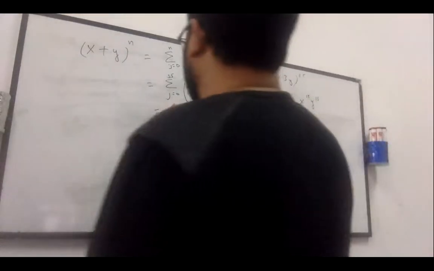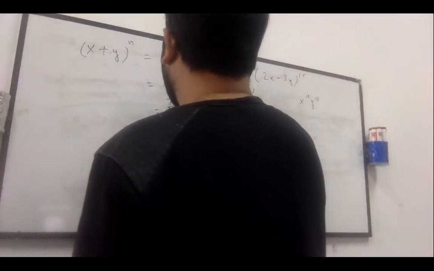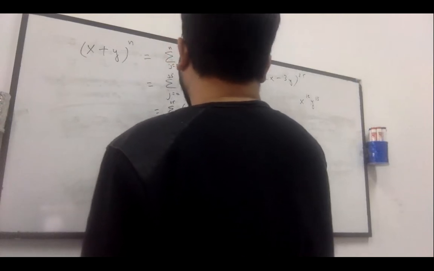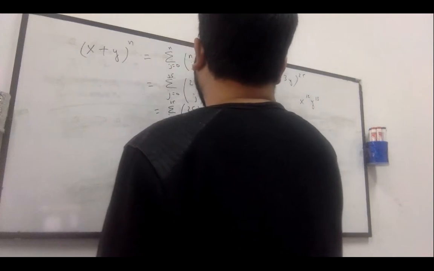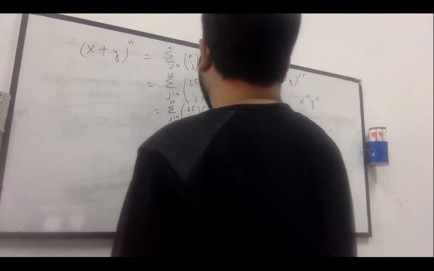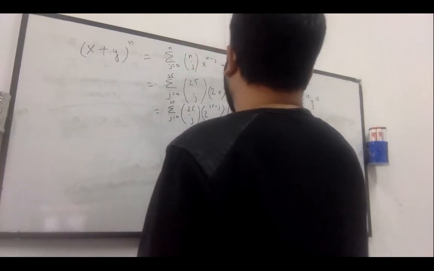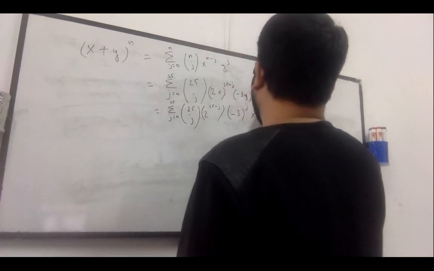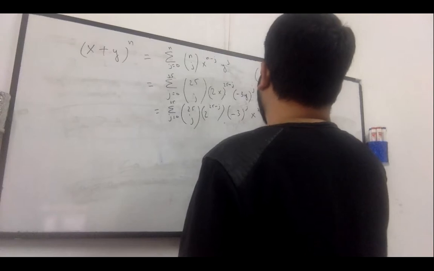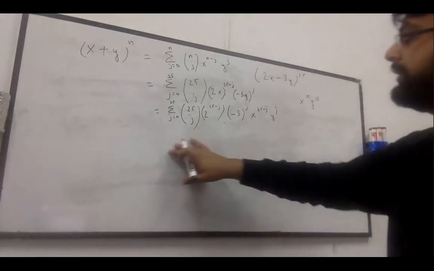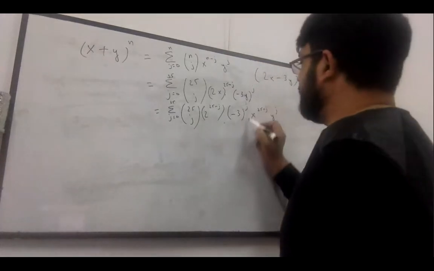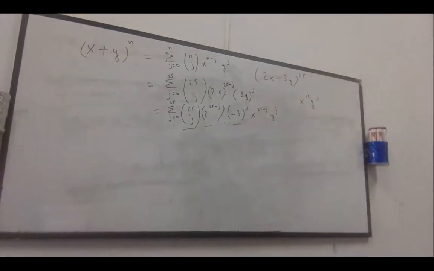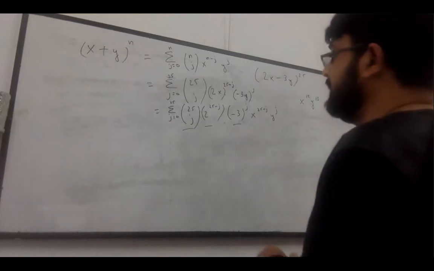So this then comes out to be the summation, j equal to 0 to 25, of 25Cj, 2 to the power 25 minus j, multiplied by minus 3 to the power j, multiplied by x to the power 25 minus j, multiplied by y to the power j. So these three parts are what is my coefficient, and this is what I need to compute.